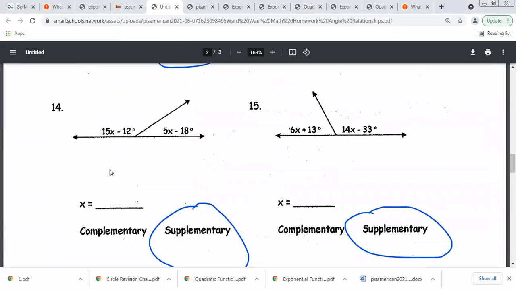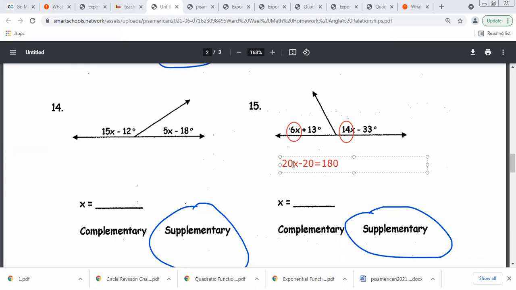In this one, we have the same idea. They are supplementary, and we will add or collect like terms together. This is 6x and this is 14x, which means by the end, how many x do we have? We have 20x. And then 13 minus 33, because we said that their sum together equals 180. So 13 minus 33 will be minus 20. This is equal to 180.